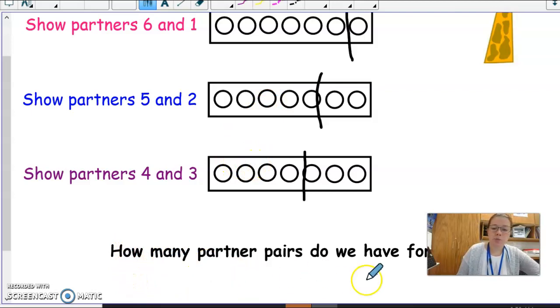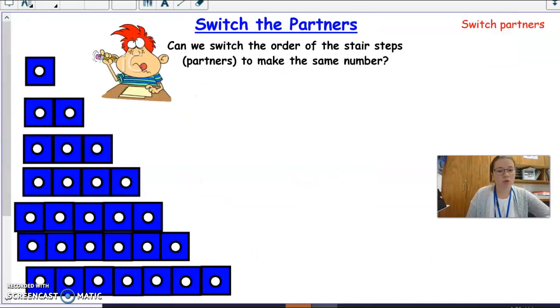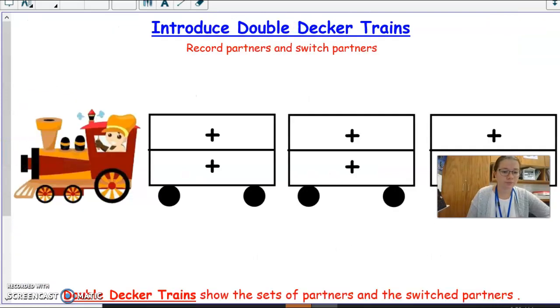The question on the bottom here says, how many partner pairs do we have for 7? Let's count them. We have 1, 2, 3. Good. And if we switch the partners, we would have 3 more. But either way, it gives us the same answer.